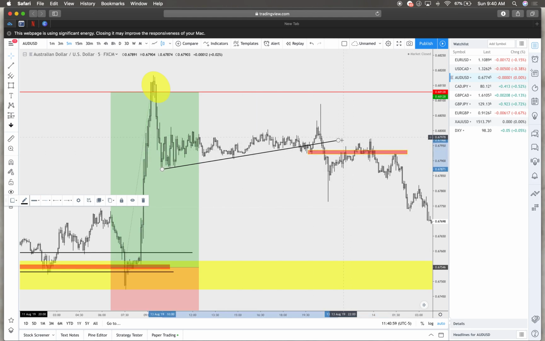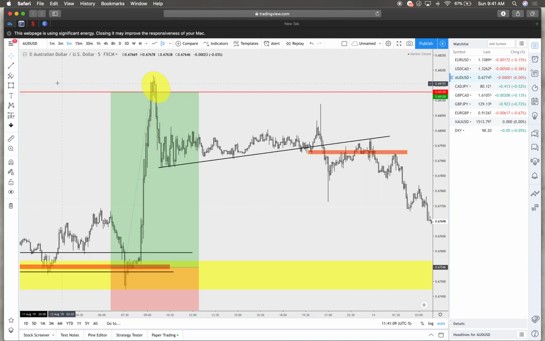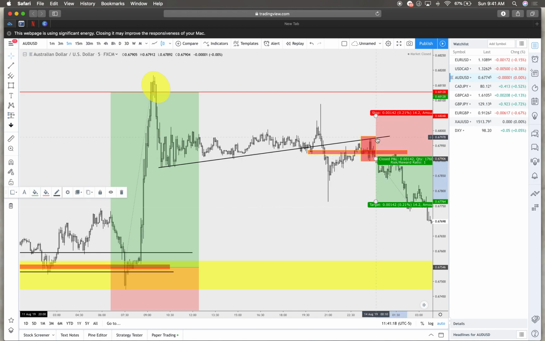Let me see if I can line up this trend line. Yeah, something along these lines. You see me? Break up the trend line, retest, get some nice engulfings off that region. Get short positions, say about right there.